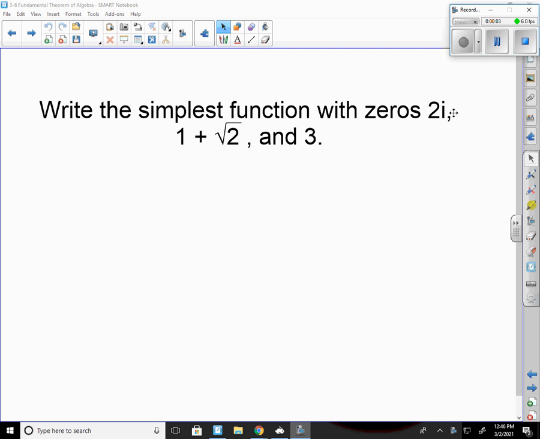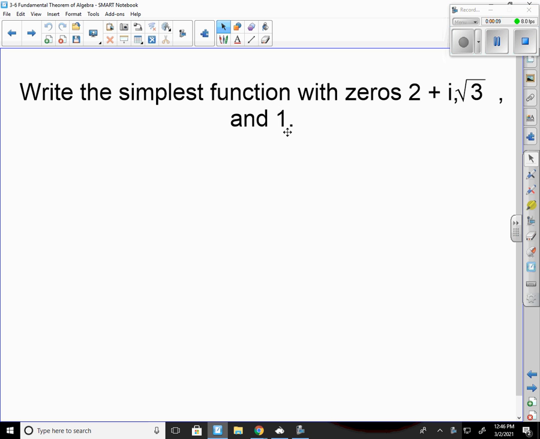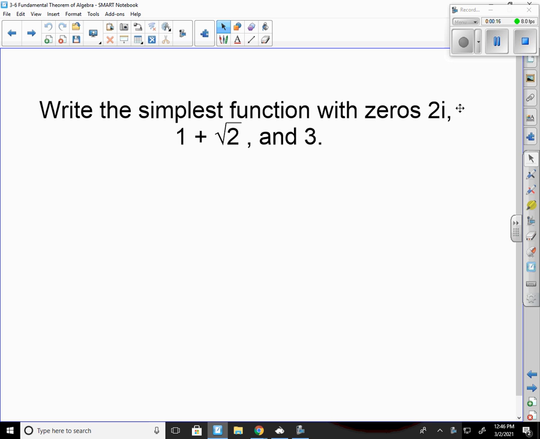Okay, so this is where we left off yesterday. Whenever we look at one like this, we did this one yesterday actually, with the 2 plus i, and then square root of 3 and 1. Whenever we do one like this, it can be more difficult because we have the 1 plus square root of 2 here. So we still have to treat this using the complex conjugate theorem and the rational roots theorem, so this is going to have to be a plus and a minus option as well.